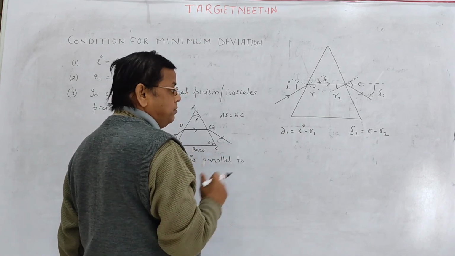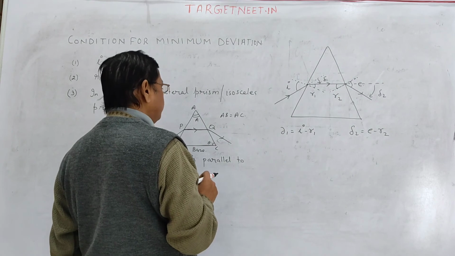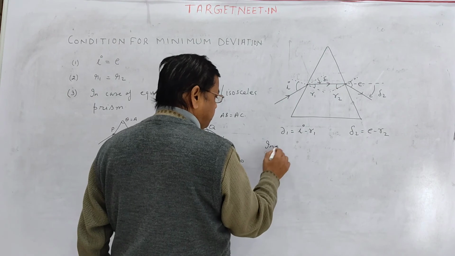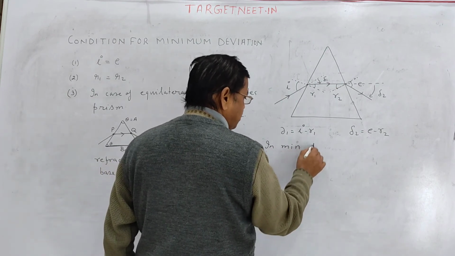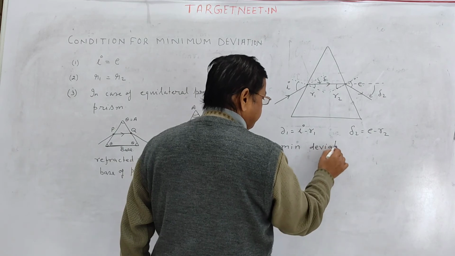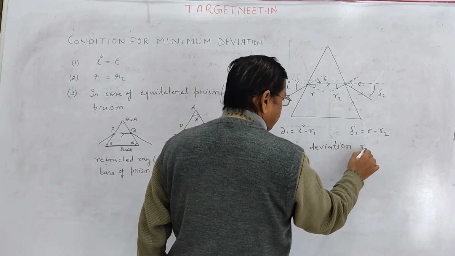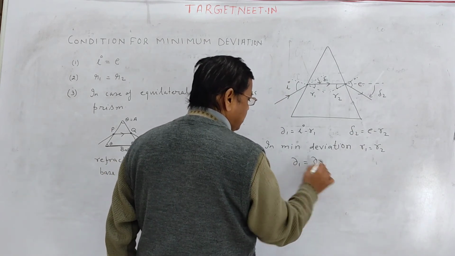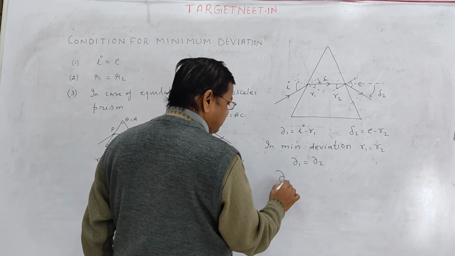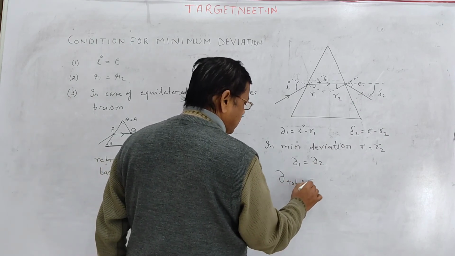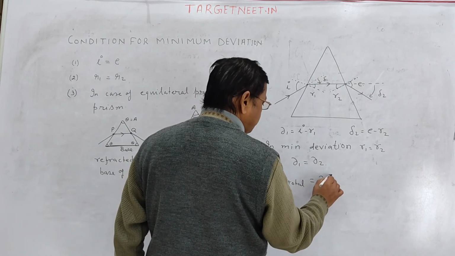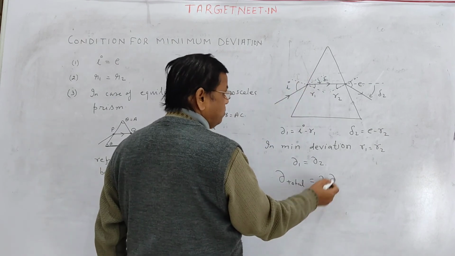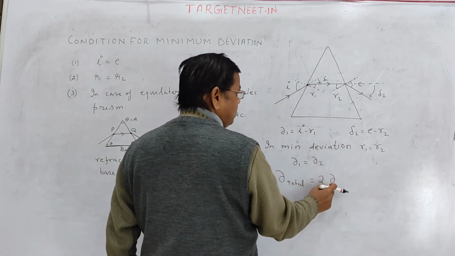Now in case of minimum deviation, you know R1 is equal to R2. Therefore delta 1 is equal to delta 2, hence total deviation is equal to 2 times the deviation produced by one refraction. This is the deviation produced here or the deviation produced here.